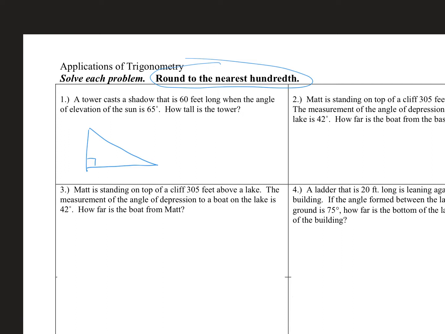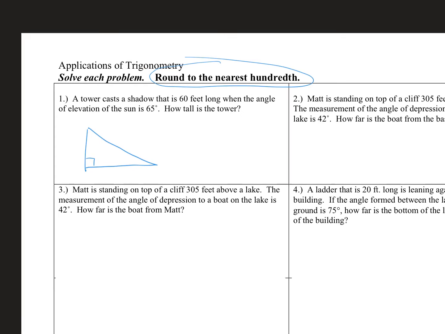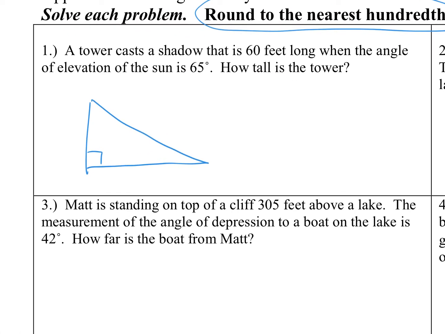But it says a tower casts a shadow that's 60 feet long and the angle of elevation of the sun is 65. How tall is the tower? So let's think about what they're asking. Would you guys agree with me that the tower is right here? Yeah? If I want to know how tall it is, what am I looking for? The height. That's what I'm looking for. They told me that the angle of what?